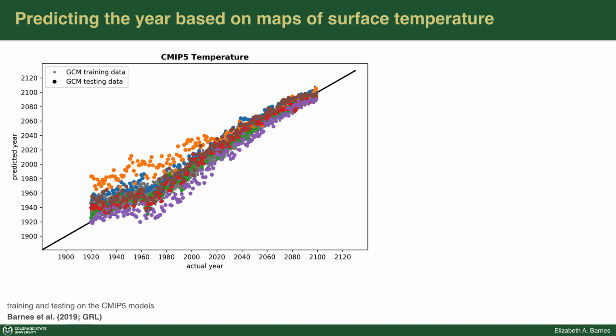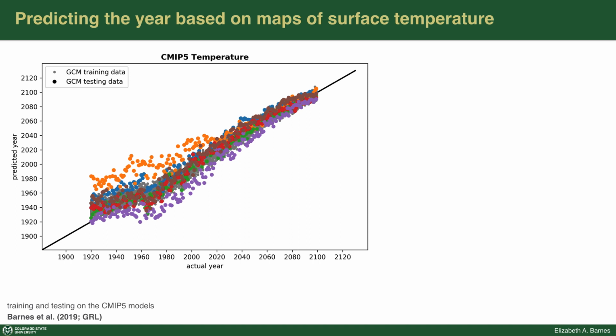Now, prior to 1960, the neural network fails to do a good job, and this actually makes physical sense. What this is telling us is that the forced response to climate change is so weak, or the CO2, which is the largest climate signal in these runs, is so weak that there's really nothing to learn from. It's not until after about 1960 that the neural network is able to pick up on forced patterns of change.